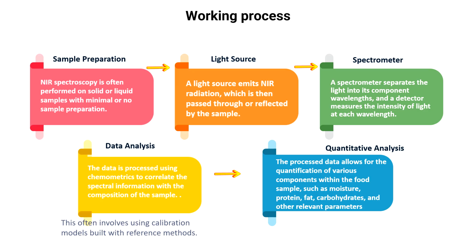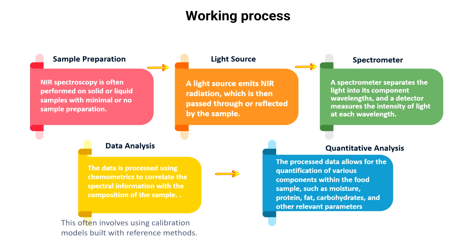Working process. The first is sample preparation. NIR spectroscopy is often performed on solid or liquid samples with minimal or no sample preparation. Light source. A light source emits NIR radiation which is then passed through or reflected by the sample. Spectrometer. A spectrometer separates the light into its component wavelengths, and a detector measures the intensity of light at each wavelength. Next step is the data analysis.